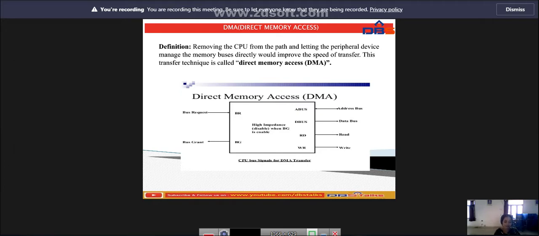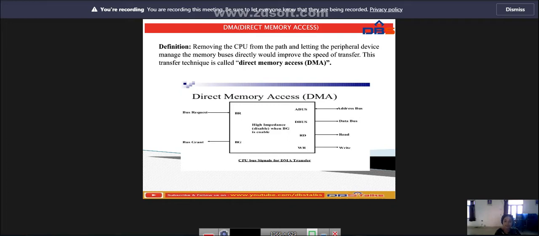When this input is active, input meaning BR, the CPU terminates the execution of the current instruction and places the address bus, the data bus, and the read and write lines into the high impedance state.